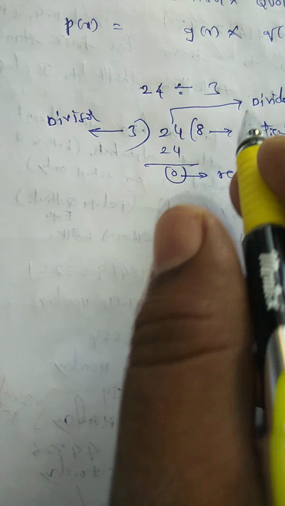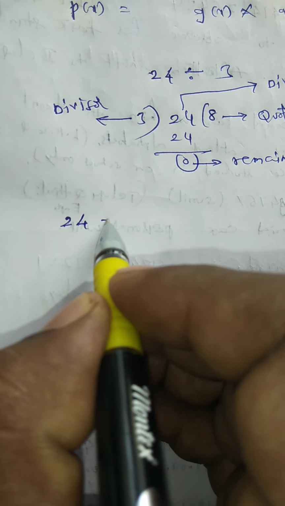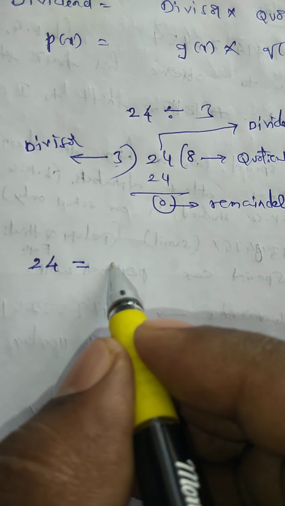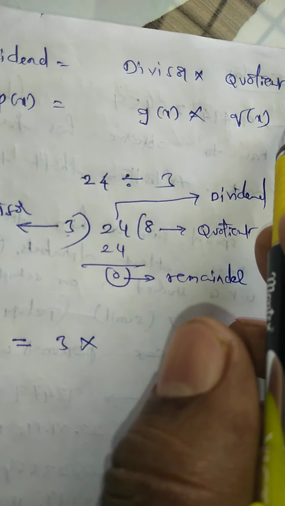Here dividend 24 is equal to the next formula term, divisor. What is the divisor here? 3, into the next term, quotient.